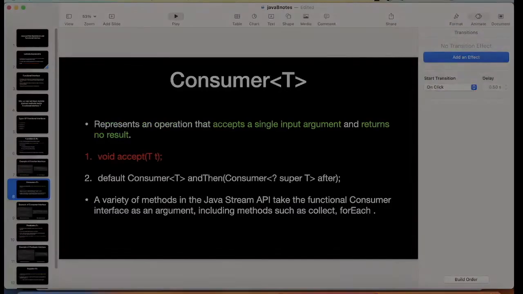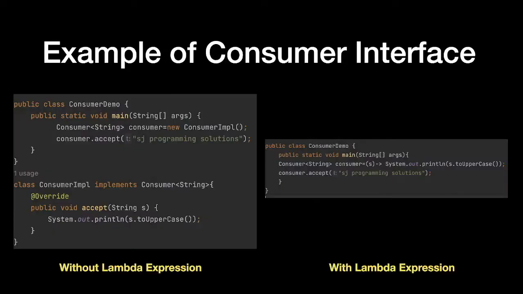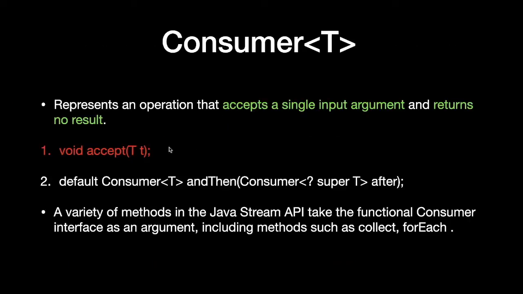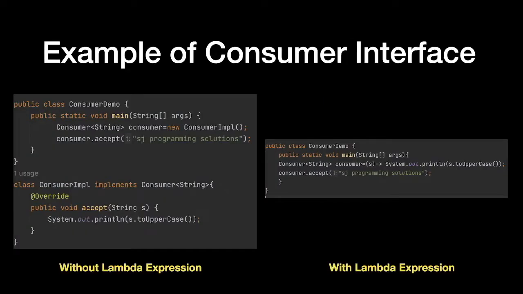So this is the Consumer interface. This Consumer will take a single input and returns no result. Here we have one abstract method which is accept. Mostly we use this Consumer in forEach. Maybe in a coming video, whenever we discuss these things, we will take examples as well.